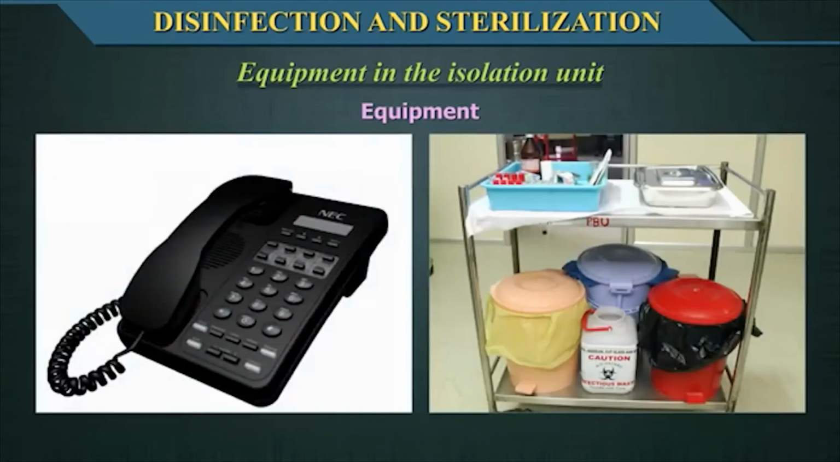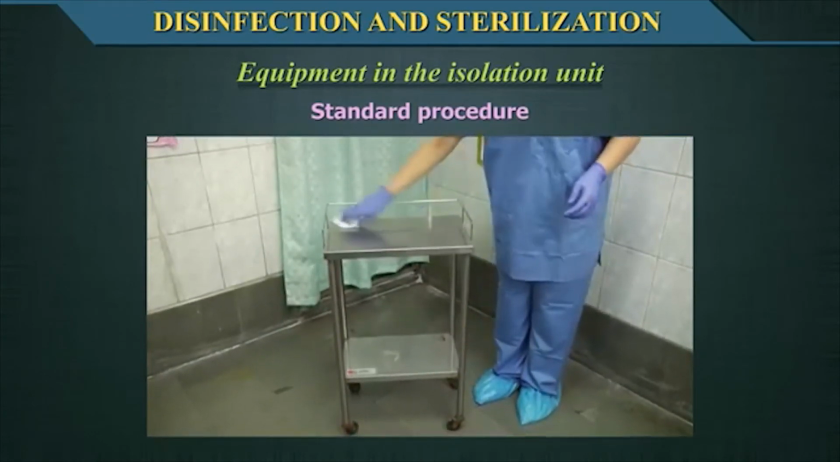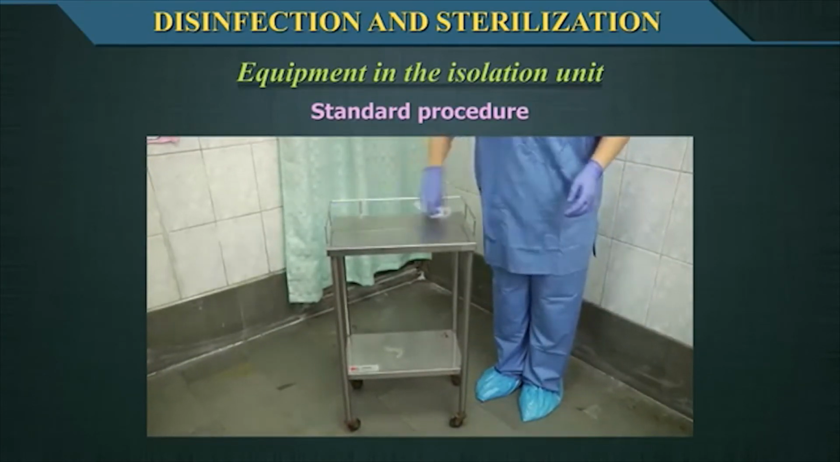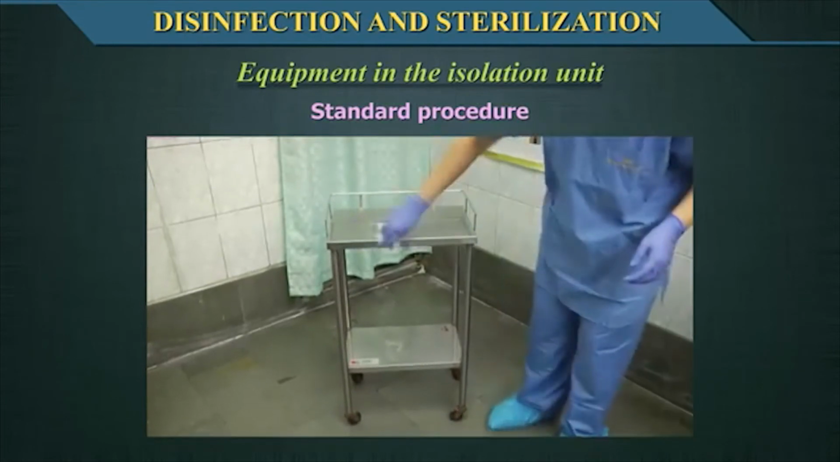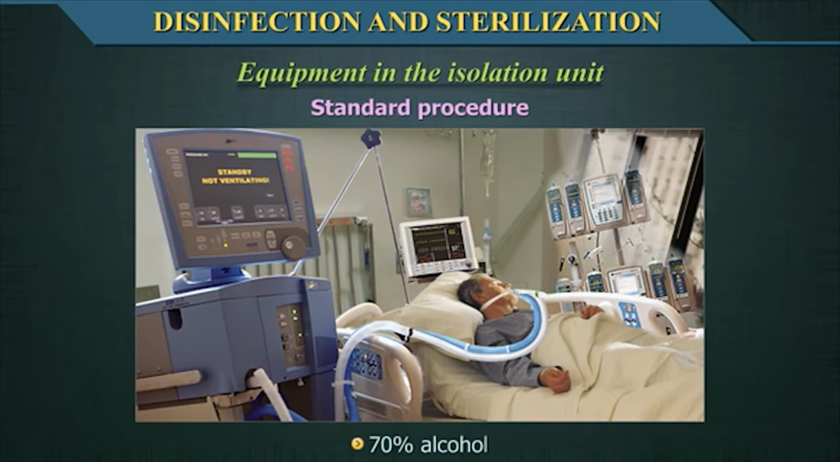Telephones, dressing trolleys. Standard procedure: clean with detergent and water and dry. Disinfect with 70% alcohol daily. Ventilator, suction equipment and mask. Standard procedure: clean machine with detergent and water, dry and disinfect with 70% alcohol.